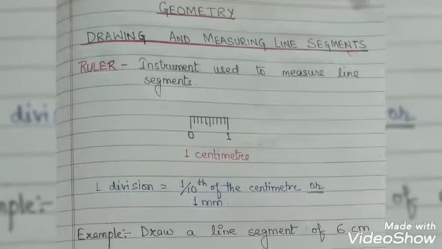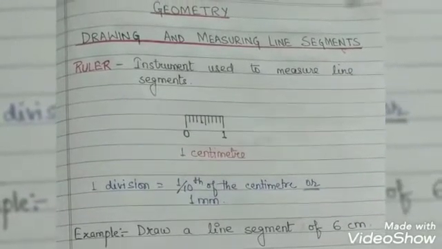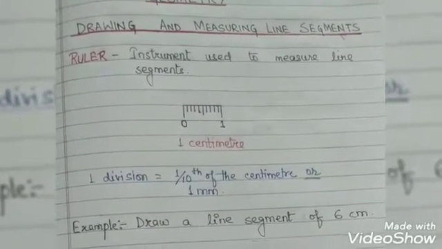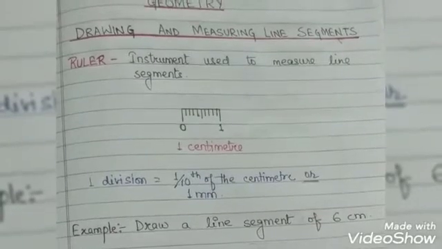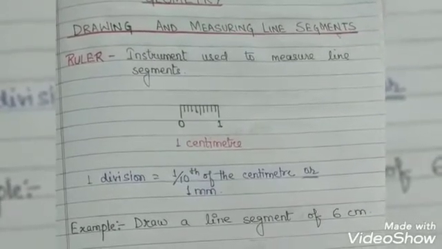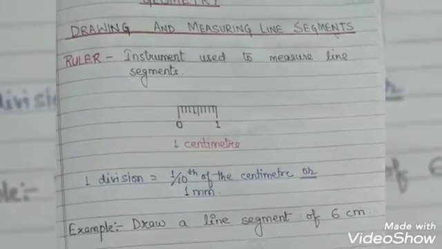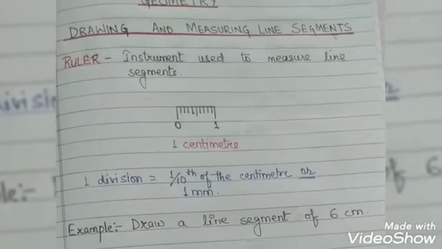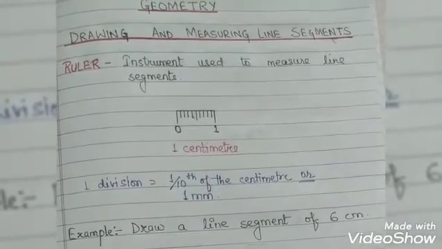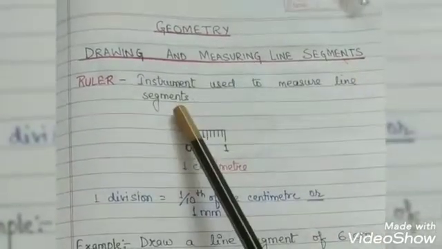In the previous video, we started our first lesson of our final term, that is geometry, in which we studied about point, lines, line segment, ray, intersecting line, parallel line and perpendicular line. Today, we will study how to draw and measure line segment. But before that, let us learn about the instrument used to measure line segment.